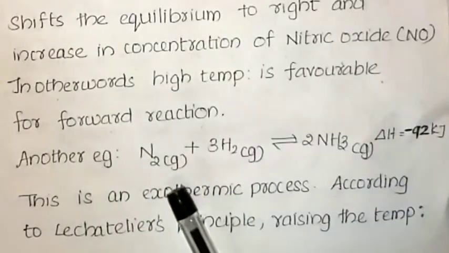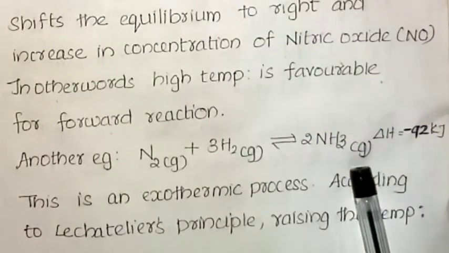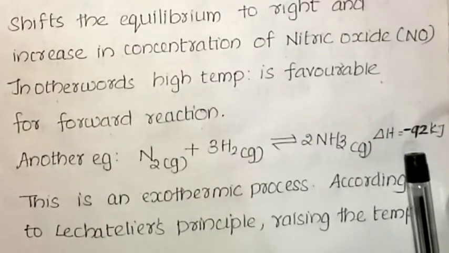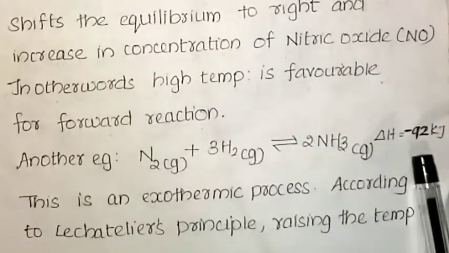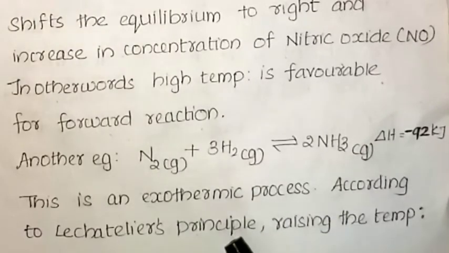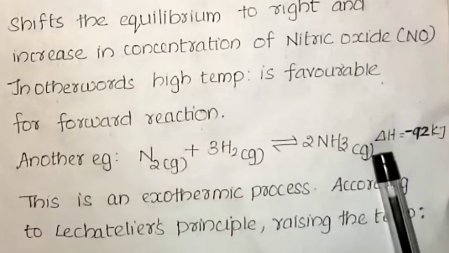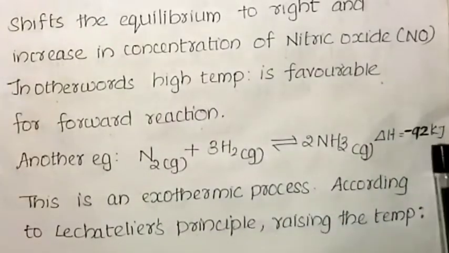But another example, N2 gas plus 3H2 gas reversibly gives 2NH3 gas. Here delta H is minus 92 kilojoule. So, from this delta H value we can identify it is an exothermic process. For an exothermic process, low temperature is favorable.